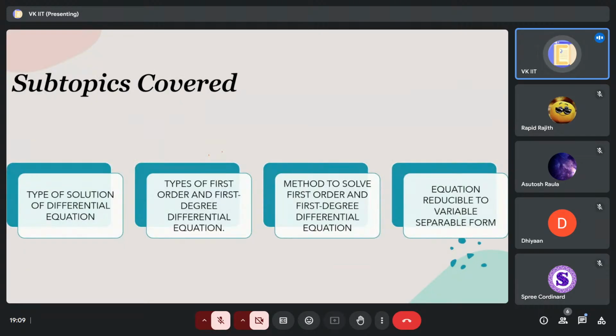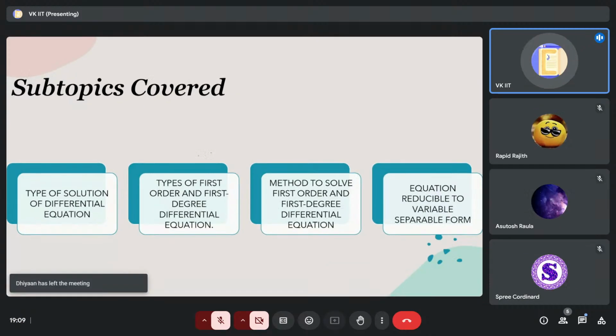One of the types we have already discussed, that was variable separable form. We will do a few more questions today, and then types of first order and first degree differential equations. I already told you what it looks like and how we solve it. We will study different methods later also, and the methods to solve first order and first degree differential equations.